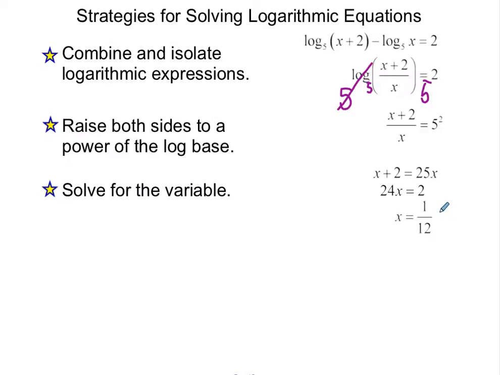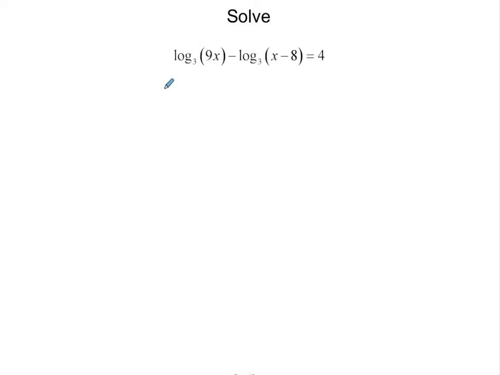It's still important to check, does this answer make sense? And it does. I do not get a log of a negative, so I'm absolutely fine. There's one solution. So now we're going to solve this one. Notice I have the difference of logs is equal to a number. So this is log base 3 of 9x over x minus 8. That has to be equal to 4.